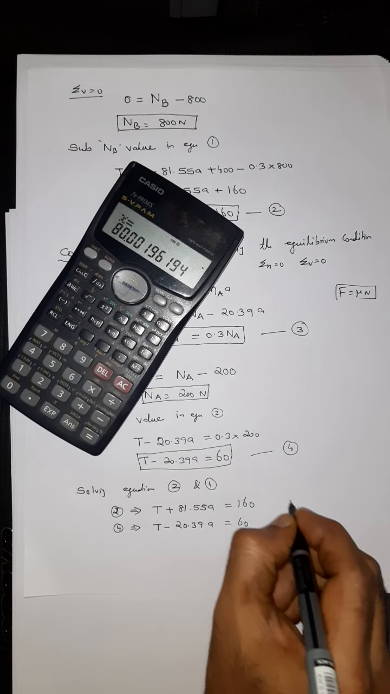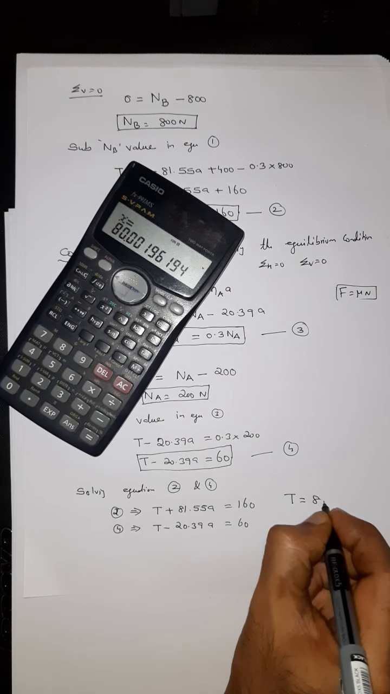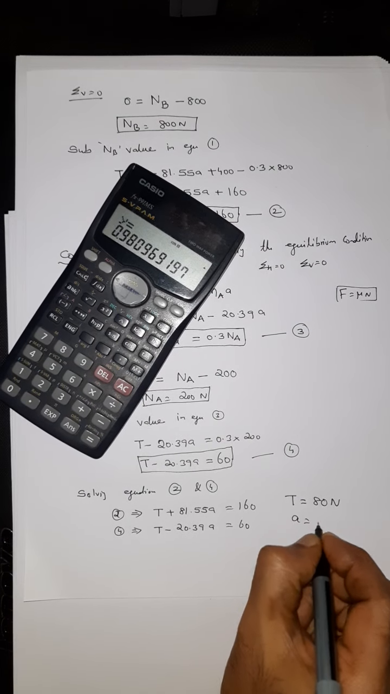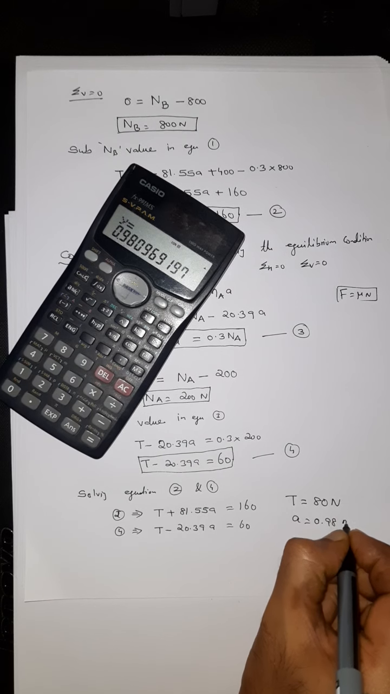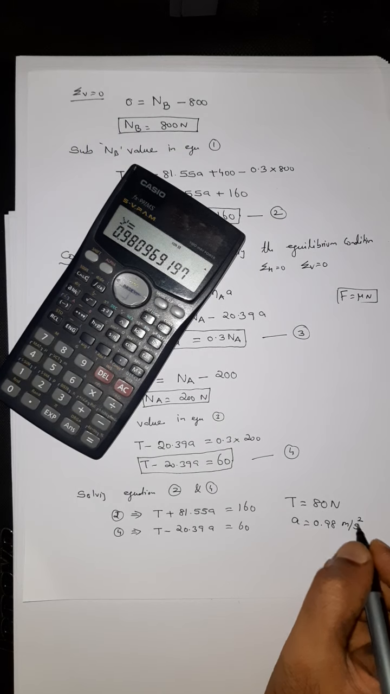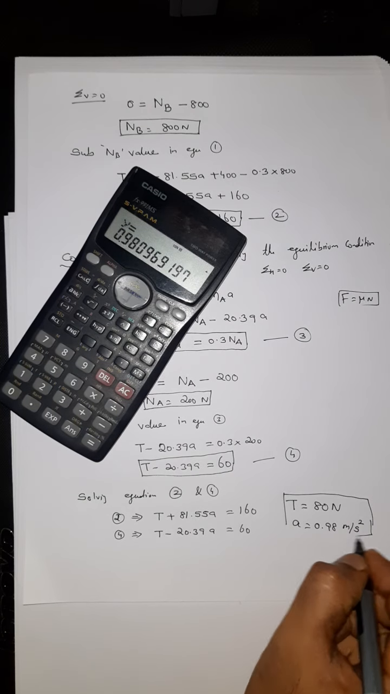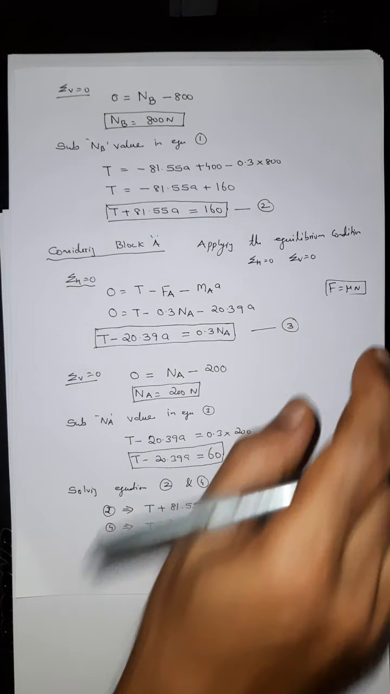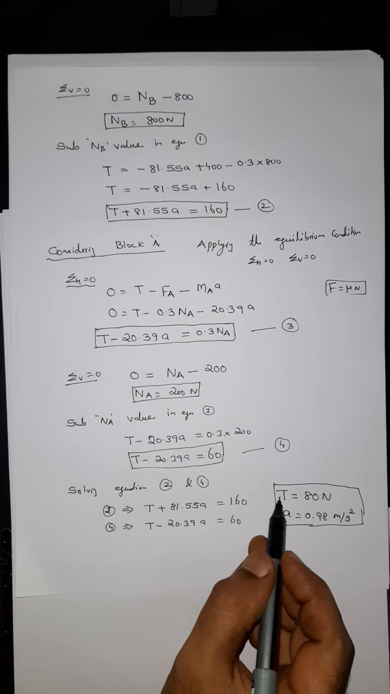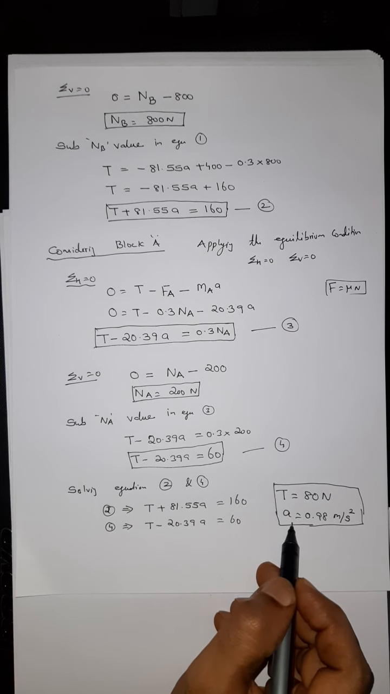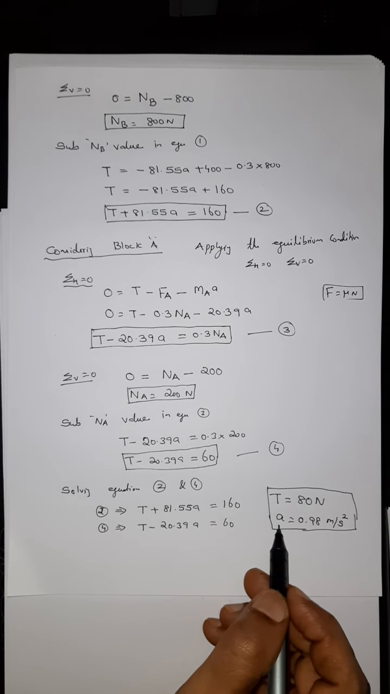So T equal to 80 Newton, and A equal to 0.98 meter per second square. So I got the value of the tension in the thread and the acceleration of the weight. Thank you.